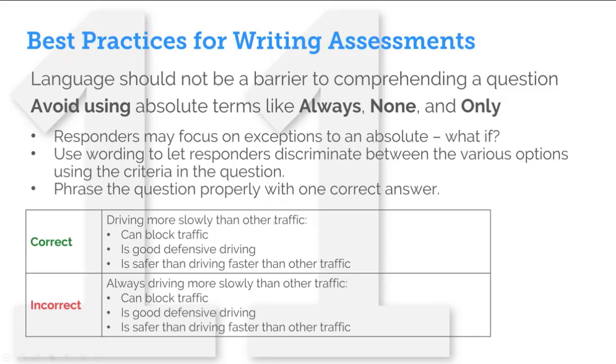When you phrase a question properly, design it so it has one correct answer. You don't need these: always, none, and only. For instance, my correct example is, driving more slowly than other traffic can block traffic, is good defensive driving, is safer than driving faster than other traffic. But if you say always driving more slowly than other traffic, it kind of confuses the question a bit. So you want to keep it as clear as possible so it focuses on the answer that you're looking for. And if they know that answer.